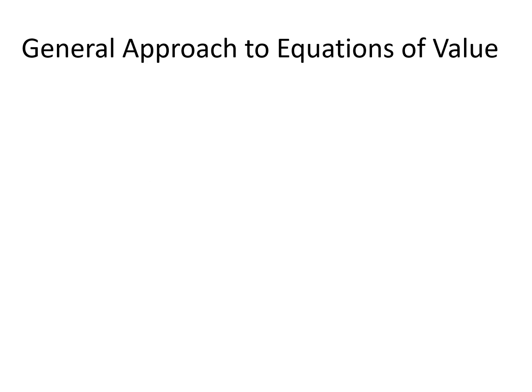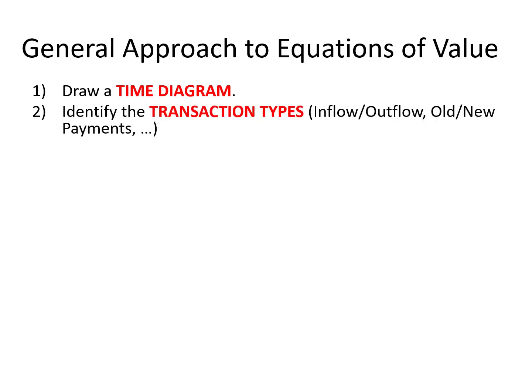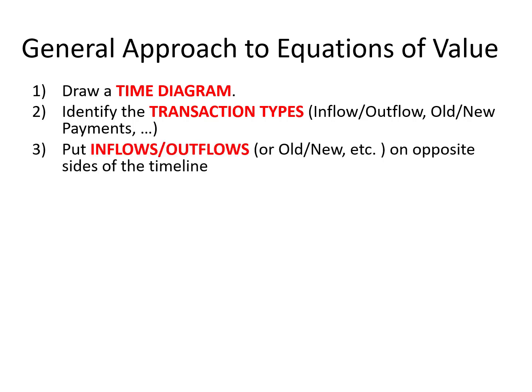We have a general approach to equations of value that you can kind of anchor yourself with. First, you would draw a time diagram. Second, you identify the transaction types. What's going to be your inflow, your outflow? Sometimes we would say the old versus the new payment structures. Then we would put those inflows and outflows, those monies, the actual dollars, on the opposite sides of the timelines at the point in time that they're associated with. We would then circle the focal date.